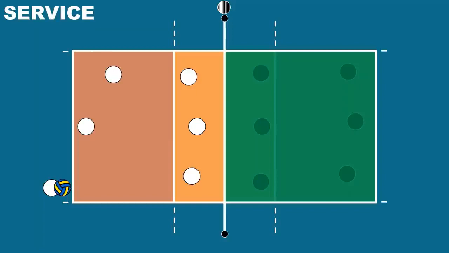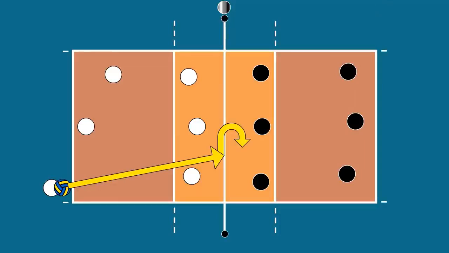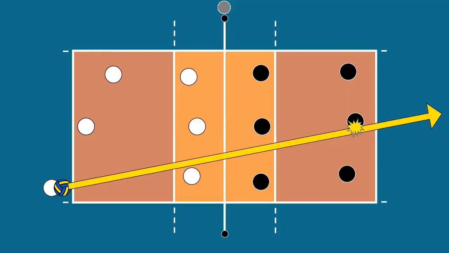So if you hit the ball anywhere in this area, the service is good. If the ball hits the line, then also it is good. If the ball hits the net and then goes over into the other area, then also it is good. If the ball was going out but it hit the player, then also it is good. So in all these cases, the service is good.